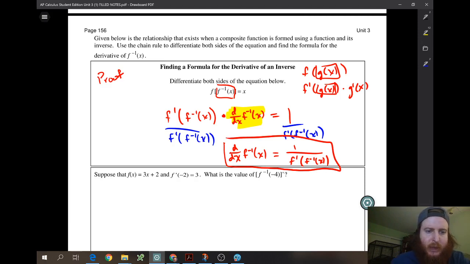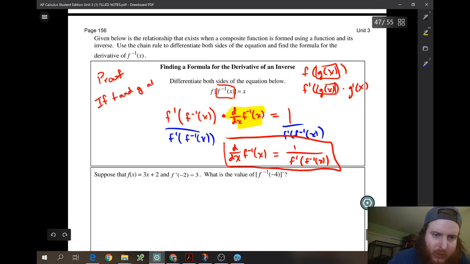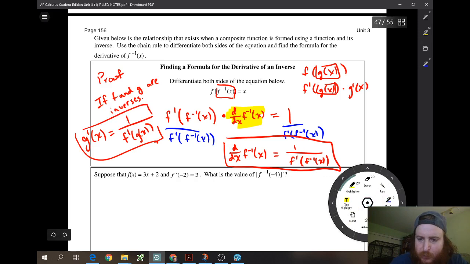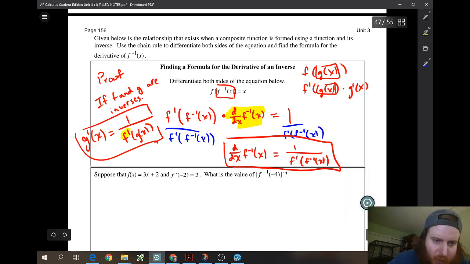But essentially what that's saying is, if f and g are inverses, if we know that they're inverses, then g prime of x would be equal to 1 over f prime of g of x. And this is a much easier way to think of it than all those weird f prime, f negative 1s. Basically, you take the derivative of g's inverse, and then into that derivative you plug in g's original. So it's a little bit weird, but we'll practice it.